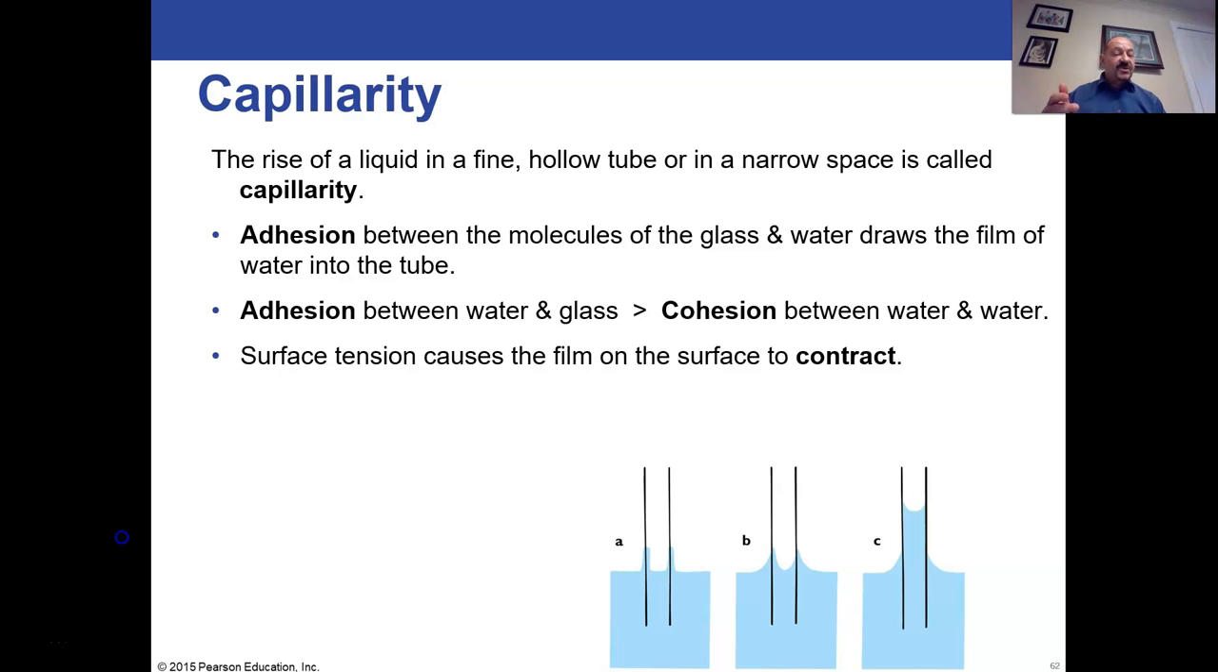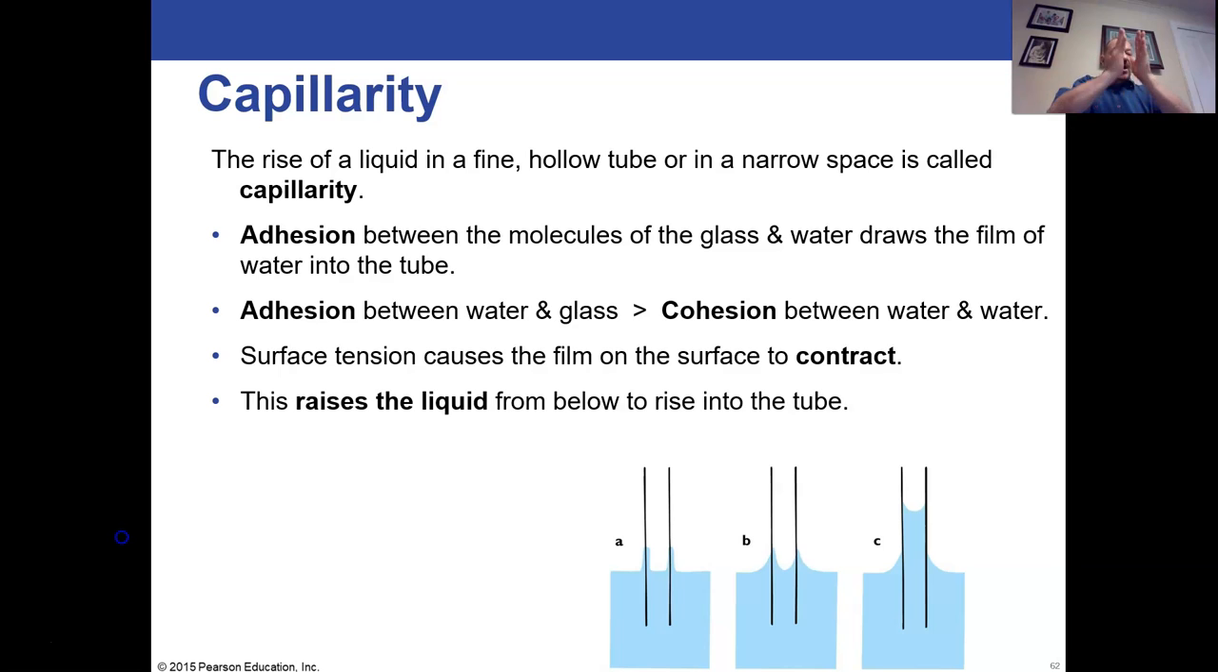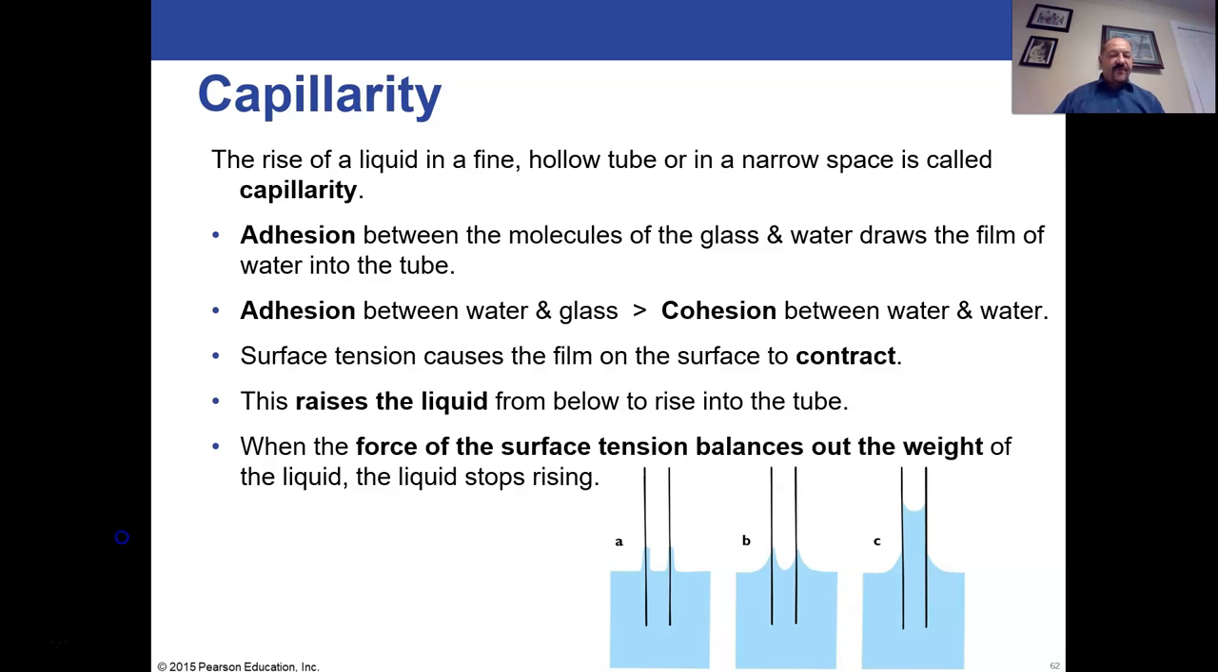Surface tension will still cause the film on the surface to contract, and you'll end up with these curved surfaces called meniscuses, but it will rise up the length of the tube. And if you have narrow tubes, that's more glass for all the water to reach, and you'll end up seeing higher rises in the liquid up the center of the tubes. So the force of the surface tension and the capillary action from the adhesion balance out the weight of the liquid that's pulling it down.